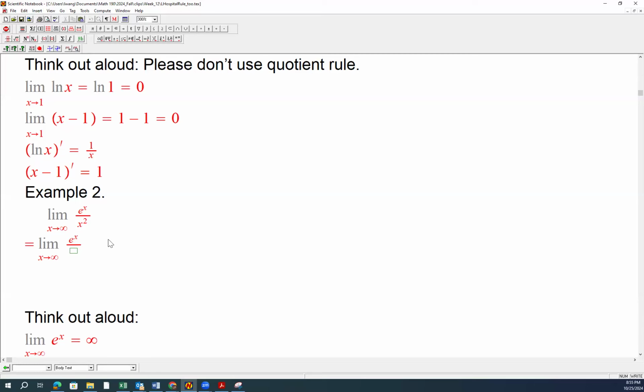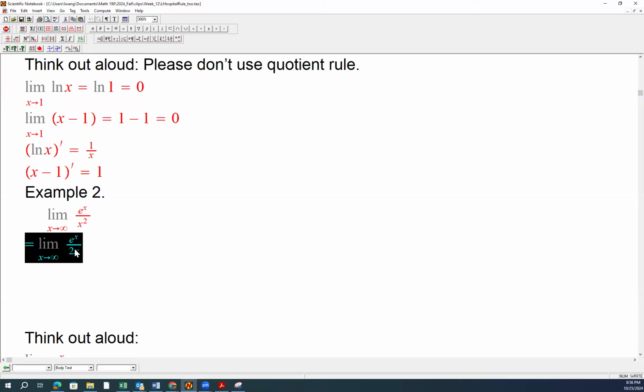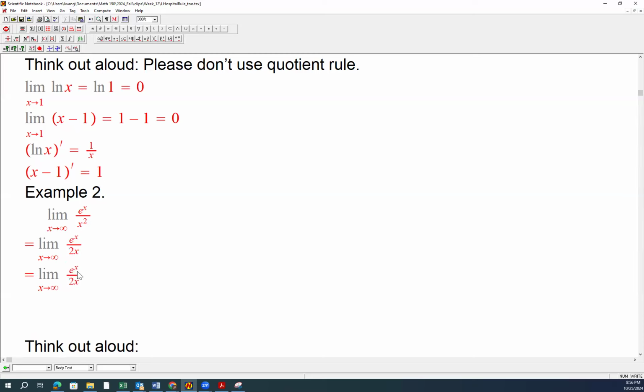The derivative of the denominator is 2x, and we can actually apply L'Hopital rule one more time, because it still is true. The derivative of e to the power x is still e to the power x. The derivative of 2x is 2. And now look at whatever is left. As x approaches infinity, this is going to be infinity. So that's question number 2.